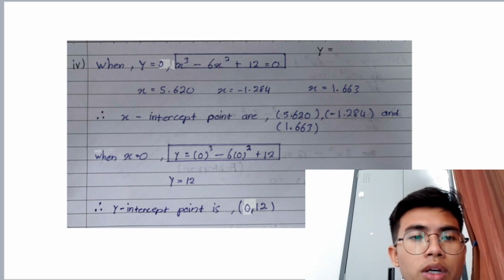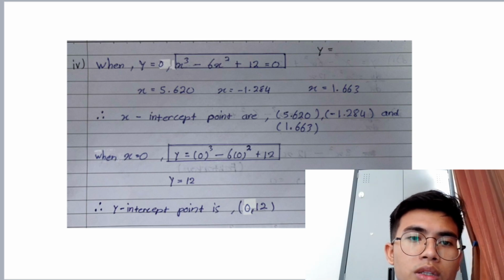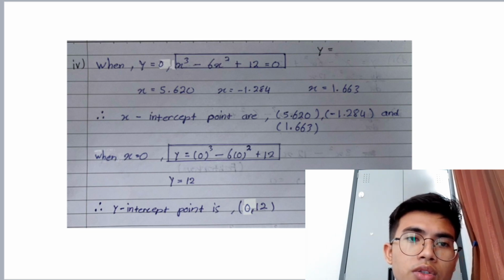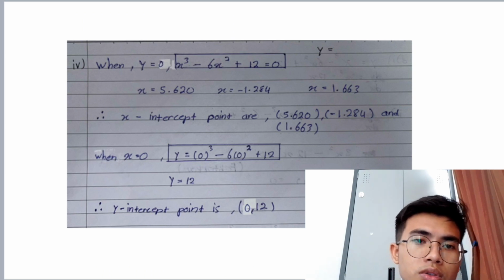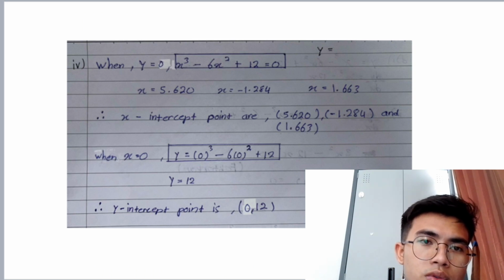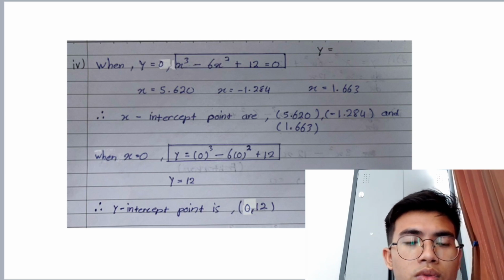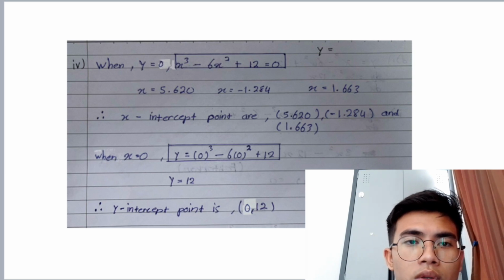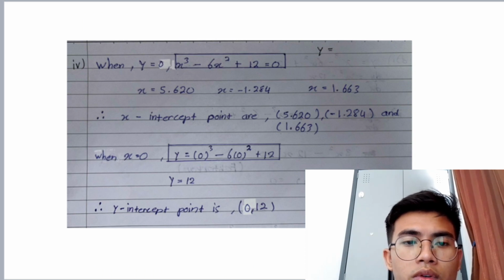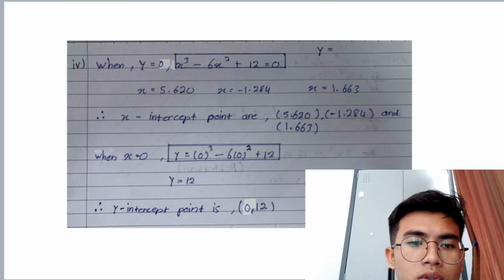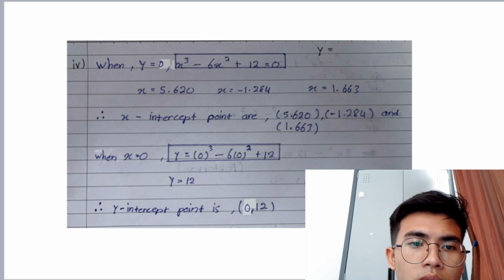The y-intercept point is where x equals 0. So when x equals 0, we take y equals x cubed minus 6x squared plus 12, and we replace the x value with 0, and we will get y equal to 12. So for the y-intercept point, we got (0, 12).